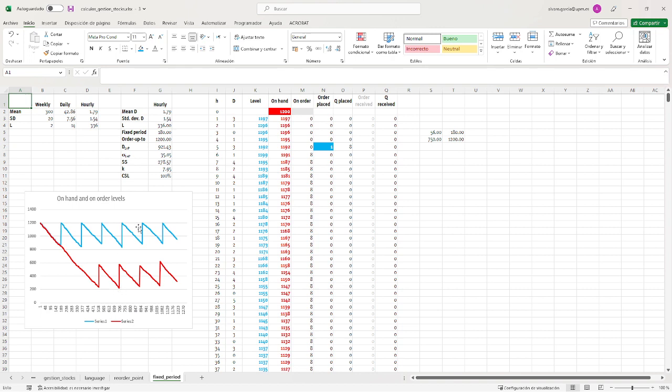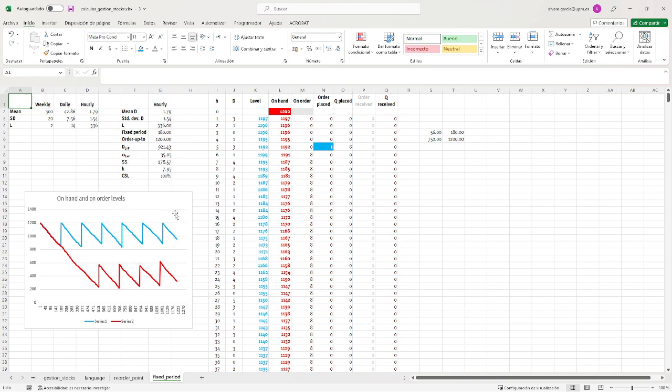So once you forget about the mechanics of this policy, the same thing occurs. The point here is that when you are ordering, although you haven't received, for example, this order you placed that will be received later, you know that you will receive it on time, and you can take that into account to decide how much you order to replenish up to this level, which in this case is this 1200.